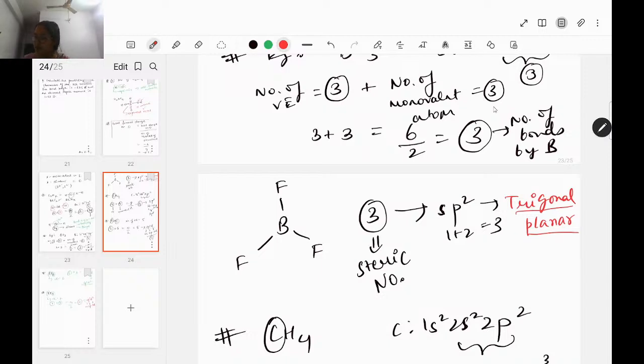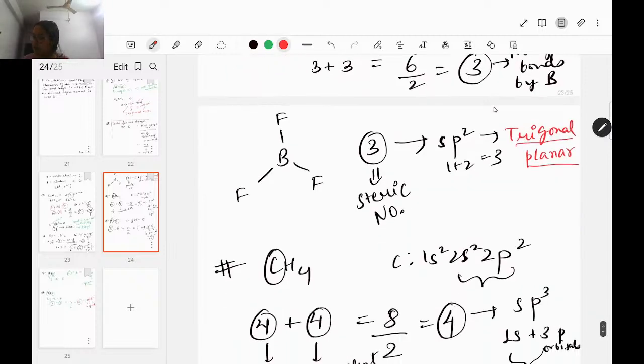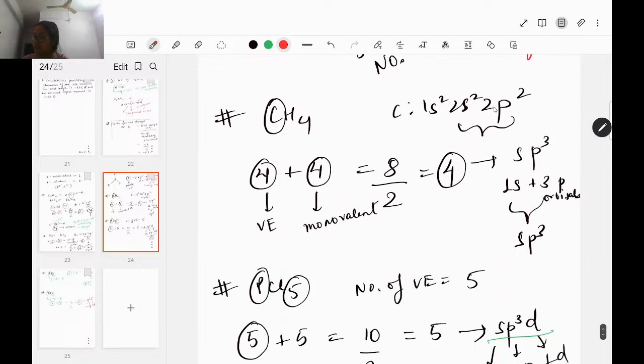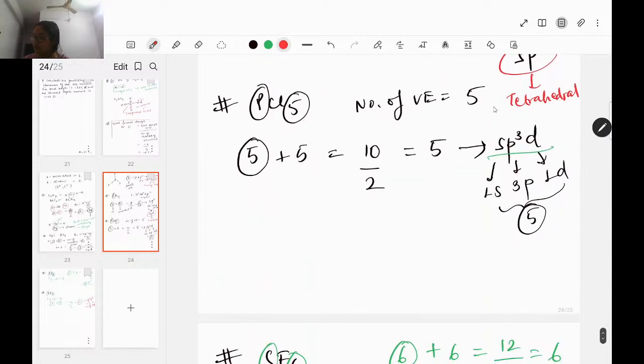And this is both the geometry and shape. And for CH4, for sp3 hybridization, it is tetrahedral. For sp3d hybridization, it is trigonal bipyramidal.